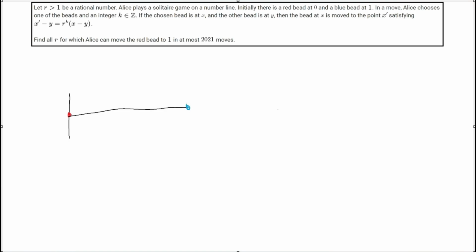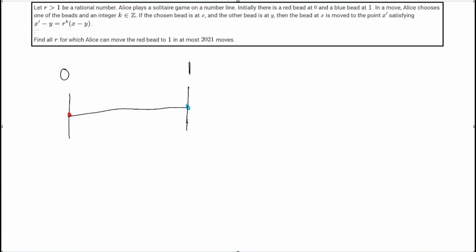In a move, Alice chooses one of the beads and an integer k. If the chosen bead is at x and the other bead is at y, then the bead x is moved to the point x prime, satisfying this equation here. And we want to find all R for which Alice can move the red bead to 1 in at most 2021 moves. So this is 0 and this is 1.